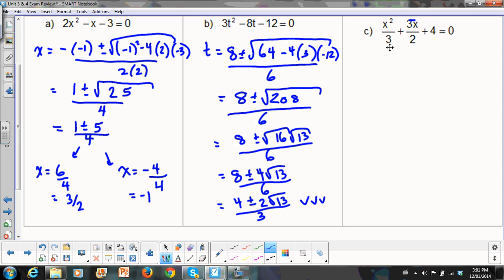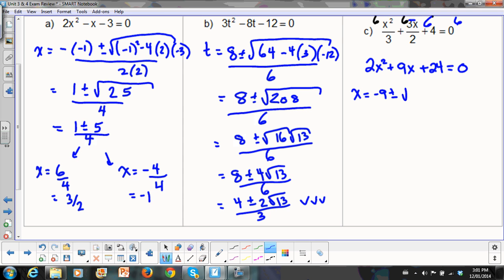Our third example has fractions. What we want to do first is multiply all three terms by 6 in order to clear the fractions. Here we end up with 2x squared plus 9x plus 24. And if we multiply 0 by 6, it's still equal to 0. And we can go from there.